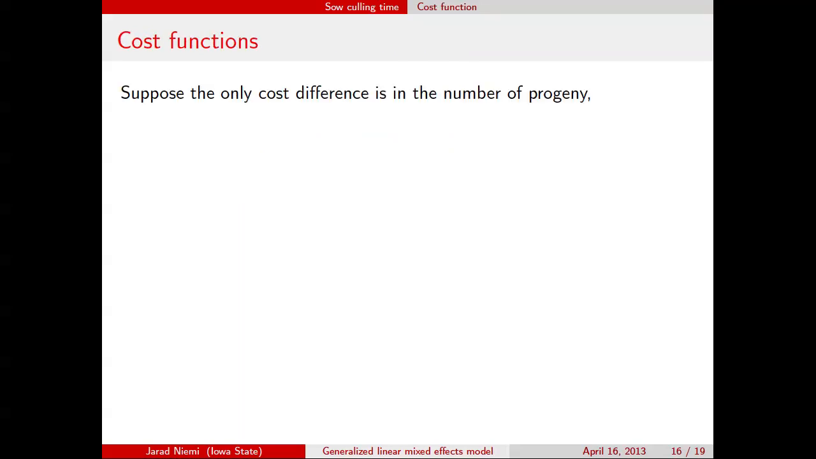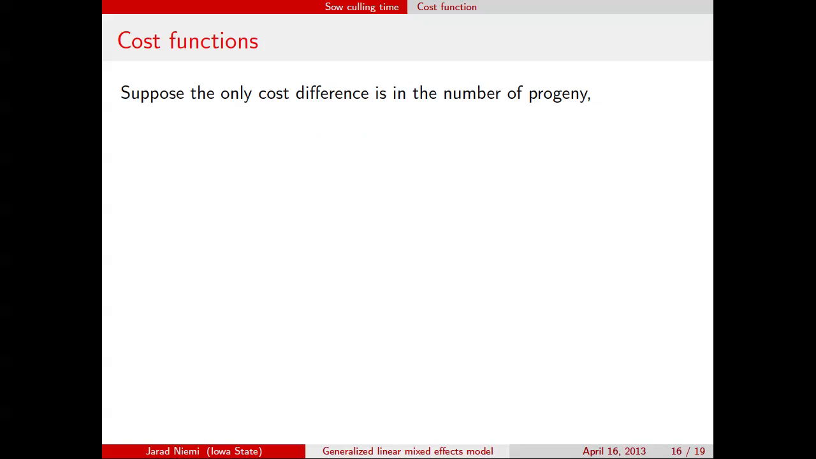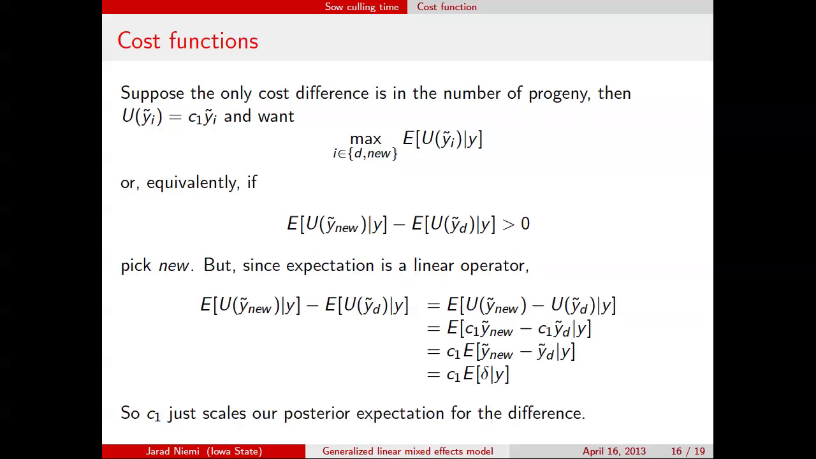Okay, so we're running out of time. The last thing I wanted to talk about is, so we don't just make a decision based on who we expect to have more progeny, right? What we really want to take into account is any costs that are associated with bringing in a new sow versus keeping an old sow. And so the first thing I did here, I'm just going to go through it real quickly, is to show that if the only thing that matters is the number of progeny, right? That there's no cost for bringing in a new sow or keeping an old sow, then all that really matters is our posterior expectation for the difference.